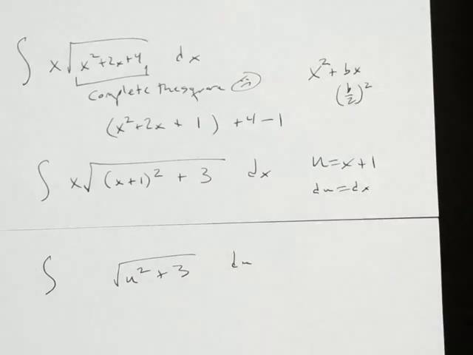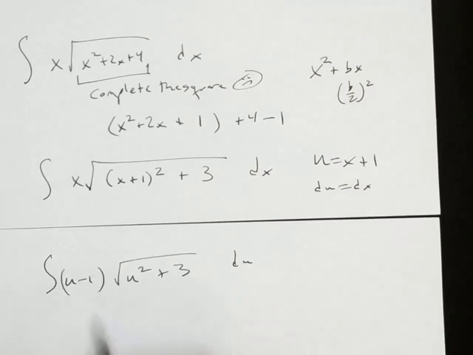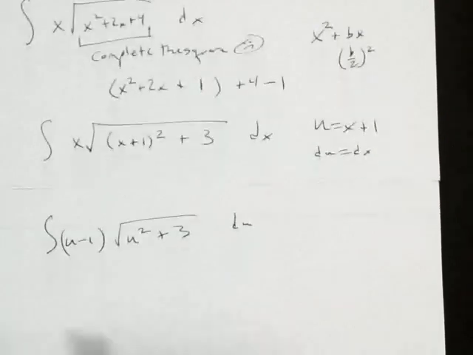But what about that x out front? Almost. The u minus 1. And now, this is actually 2 separate integrals, because I'm going to multiply the square root by the u, and I'm going to multiply the square root by the negative 1, and I'm going to separate them.